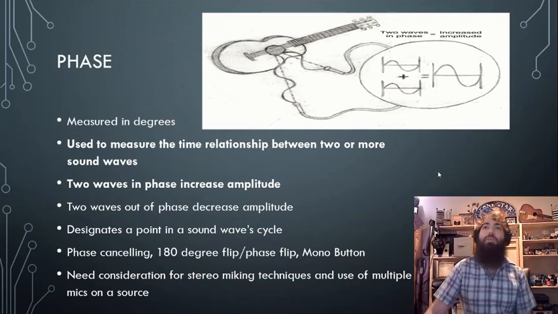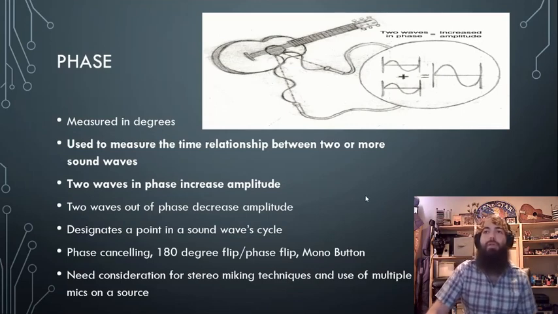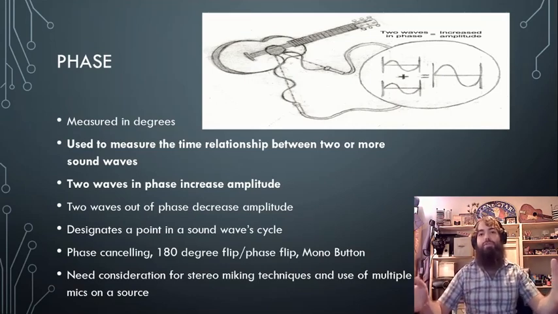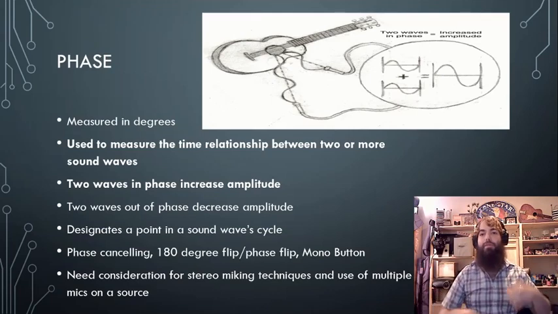Cool. Let's talk about phase. So phase is measured in degrees. It's used to measure the time relationship between two or more sound waves. So if we have, let's say, 2 mics and 1 source, well, each mic is going to get that source at a different phase. It may be at the beginning of its cycle. It may be somewhere in the middle of its cycle.